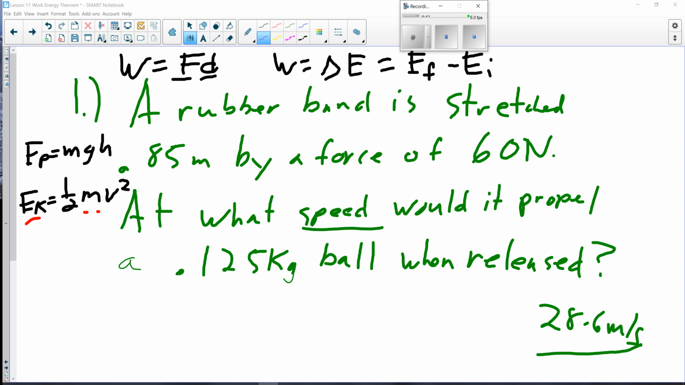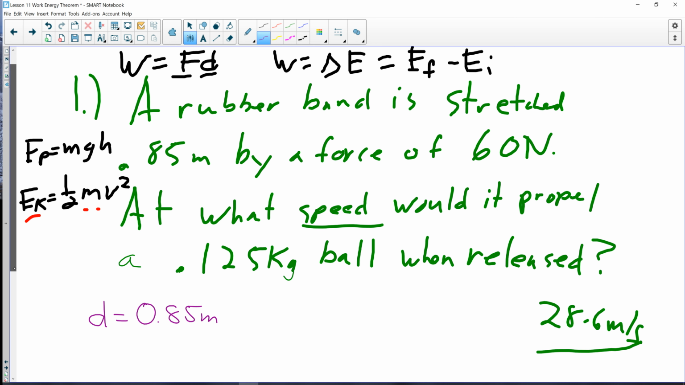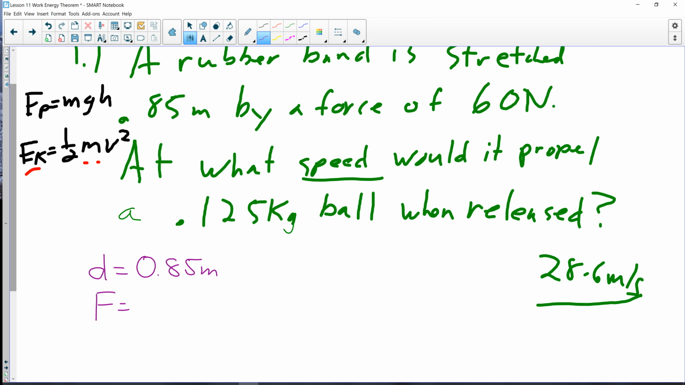So in this one here, it says a rubber band is stretched 0.85 meters. That's a decimal there, so it's not 85 meters, it's 0.85 meters. What does meters measure? Distance. Okay, so they gave me a distance. By a force of 60 newtons. What did they give me there? Force, exactly. They gave me force, 60 newtons.